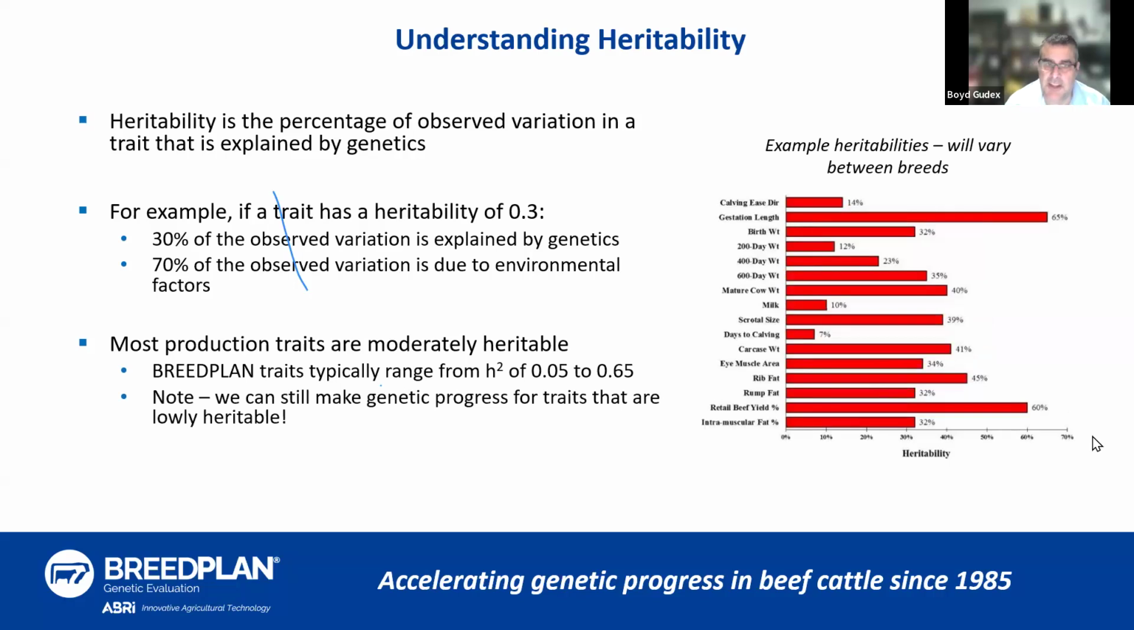And we can still make genetic progress for even traits that are lowly heritable. We often have people question days to calving being the 7% one on this graph. How can you make genetic progress on that? We have a great example here in Australia of Brahman that has made huge progress in this trait because they've taken advantage of the huge genetic variation that exists in it to compensate for the low heritability.